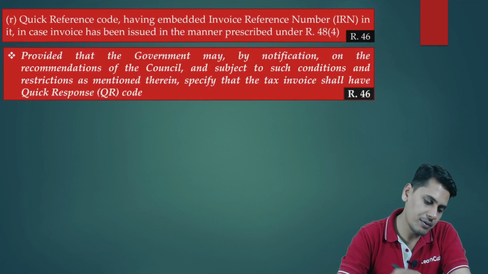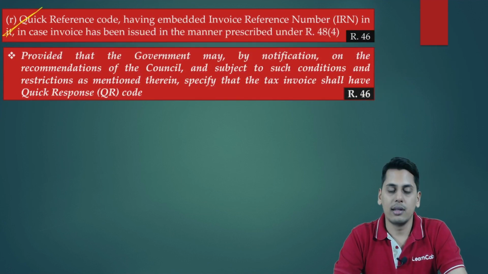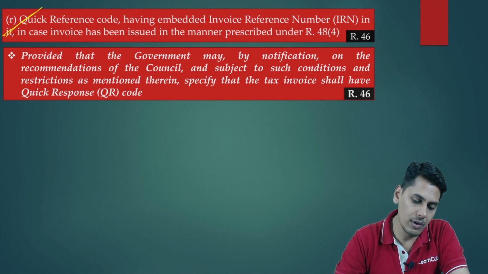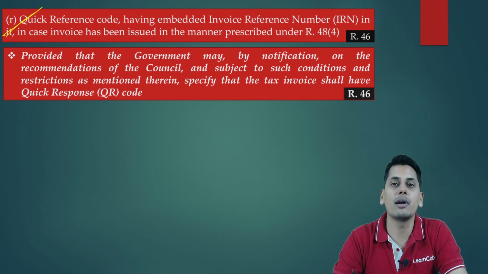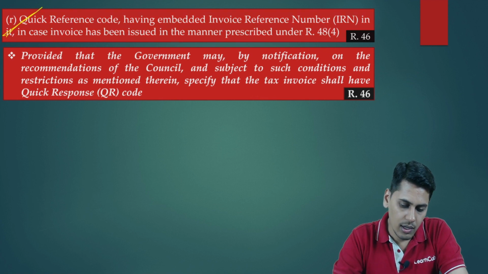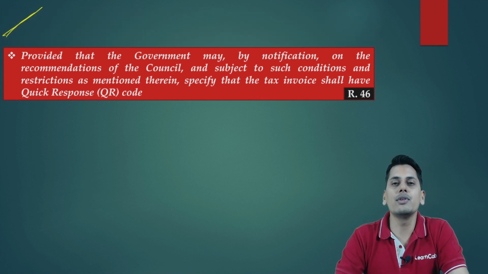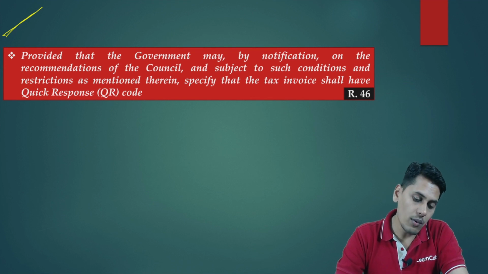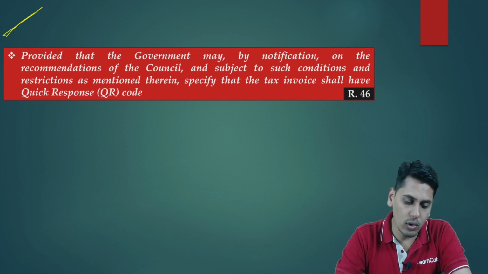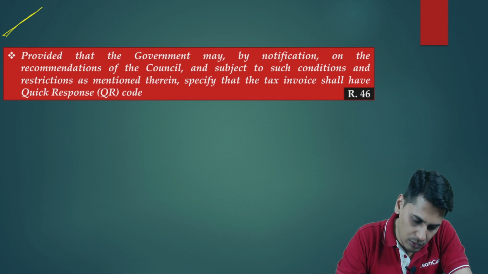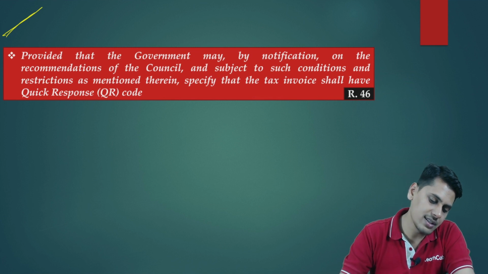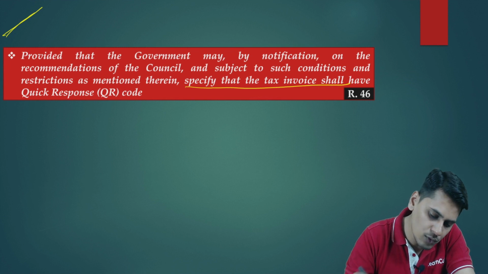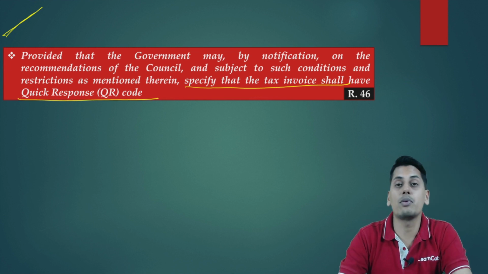We have just completed 46 sub rule R, that is QR code, which is having an embedded invoice reference number if invoice is issued in the manner prescribed under 48 sub rule 4. Now we move on to the sixth proviso to rule number 46. Let's have a look. It tells you, provided that the government may, by notifications and on the recommendations of council, subject to such conditions and restrictions as mentioned therein, specify that the tax invoice shall have a quick response code.